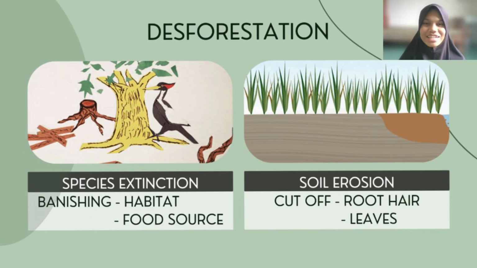Now we have come to the end of our presentation. To sum up, deforestation is one of the most significant issues of our time as it can result in species extinction by banishing their habitat along with their source of food. Aside from that, deforestation cuts off the trees' root hair and leaves that act as a heavy raindrop breaker, which leads to soil erosion. Keep this in mind.